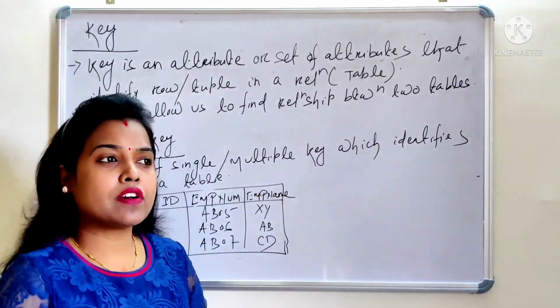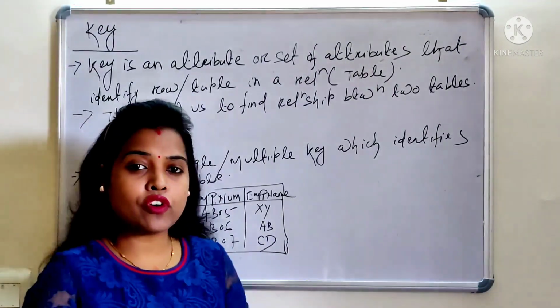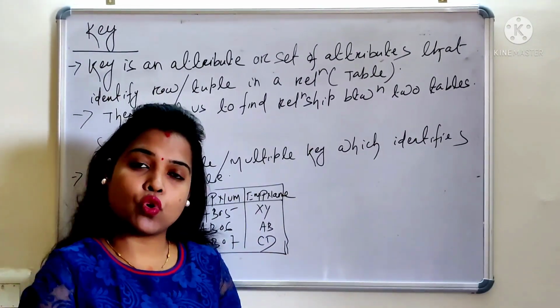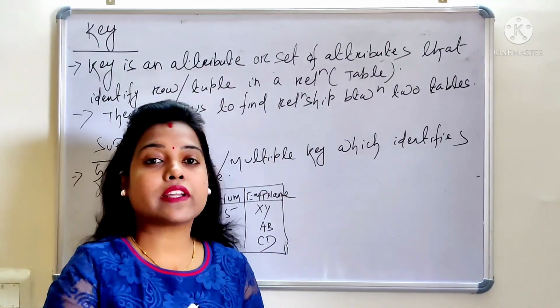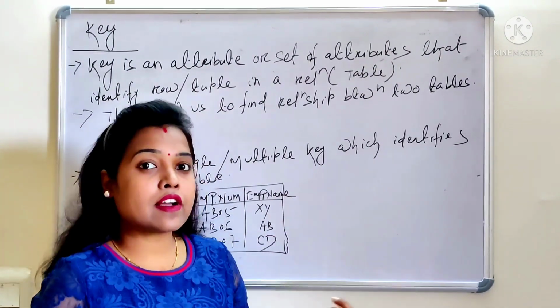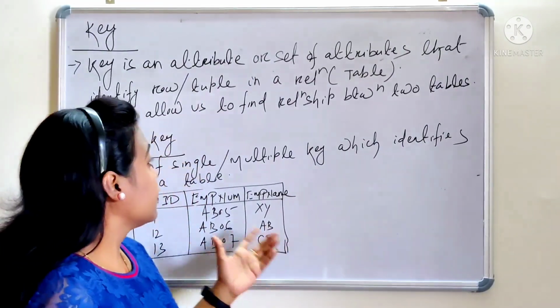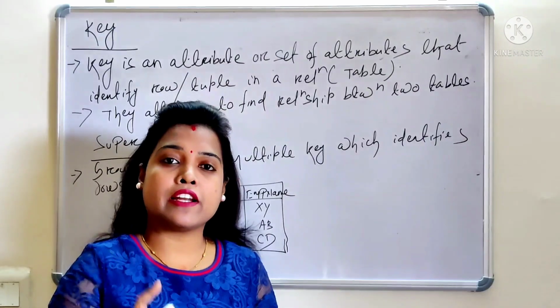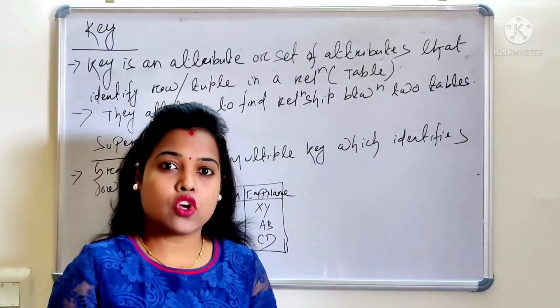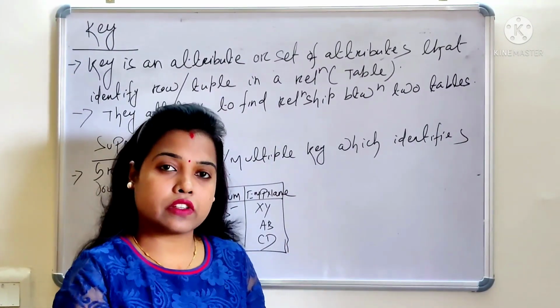Because in real-world applications, a table can store thousands and thousands of records, there can be chances the record can be duplicated. So the key concept ensures that the record that we store in the table can be uniquely identified. That's why we are studying the key concept.